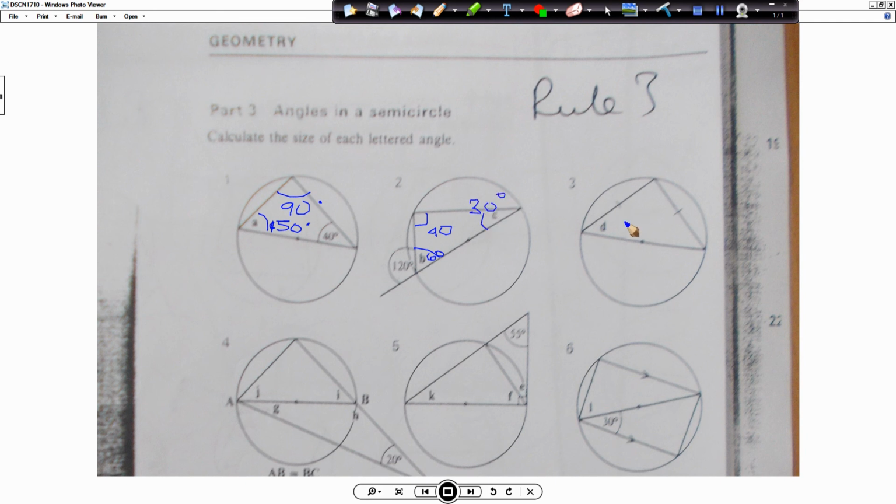Done. In this next question, you might think, how do we answer a question with no angles on it at all? There's an angle on there. Angles in a semicircle is a right angle. That's 90. What do these two lines mean? Isosceles triangle. So the remaining 90 has been split in half, so that will be 45, 45. Done.